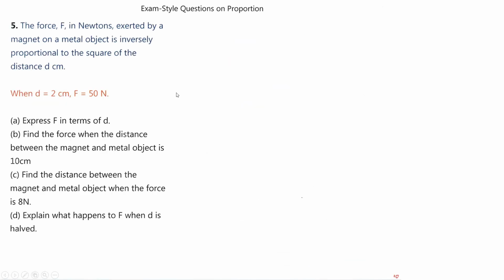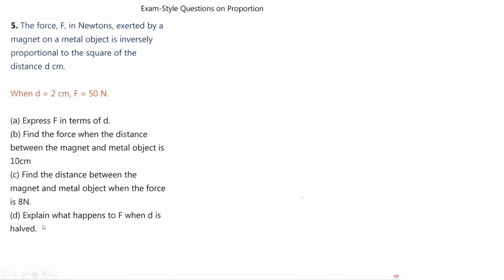Question 5. The force F in newtons exerted by a magnet on a metal object is inversely proportional to the square of the distance d centimeters. When d is 2, F is 50 newtons. Express F in terms of d. Find the force when the distance between the magnet and metal object is 10. Find the distance between the magnet and the metal object when the force is 8 newtons. And explain what happens to F when d is halved.